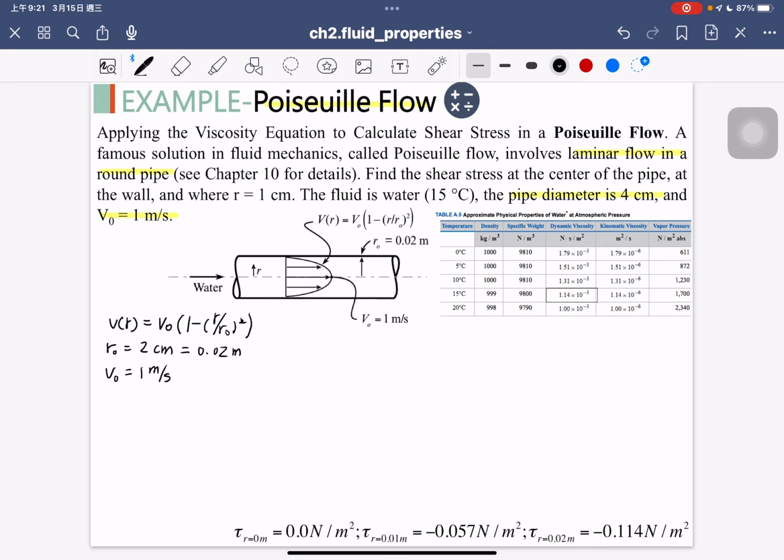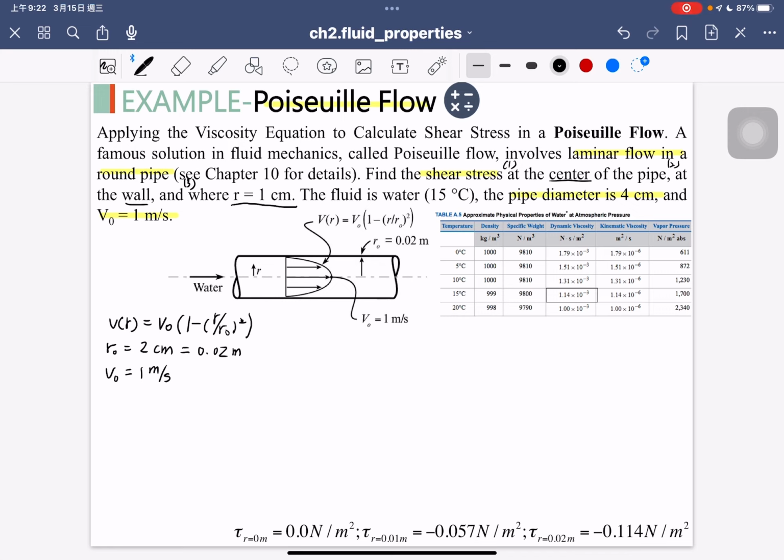Okay, so what's the problem we should answer? If you go back to see, the problem is to calculate the shear stress at different points. First, we should calculate the shear stress at the center point. As you can see here is the center. And the second, at the wall boundary, at the wall. And the final is to calculate the shear stress at a location of 1 centimeter. So in total we should answer the shear stress at 3 different point locations.